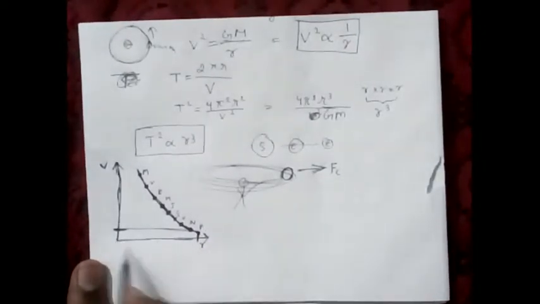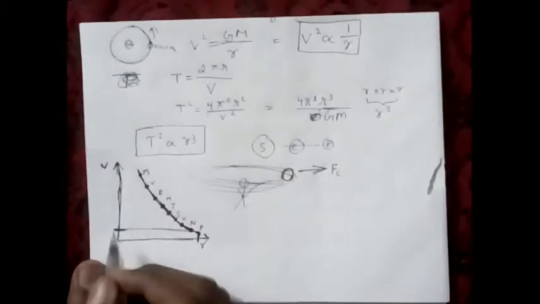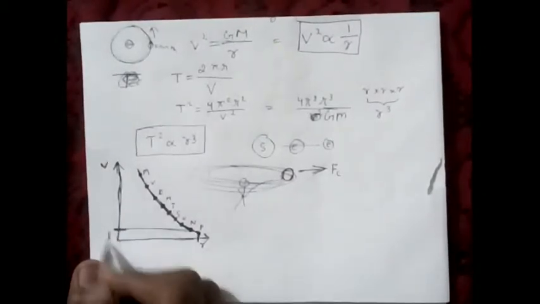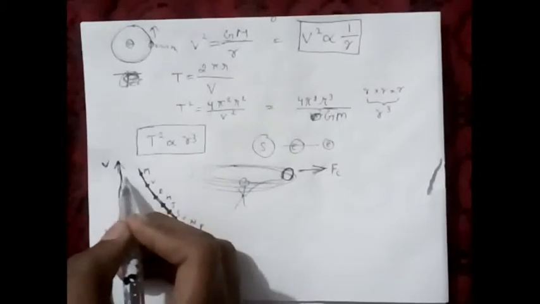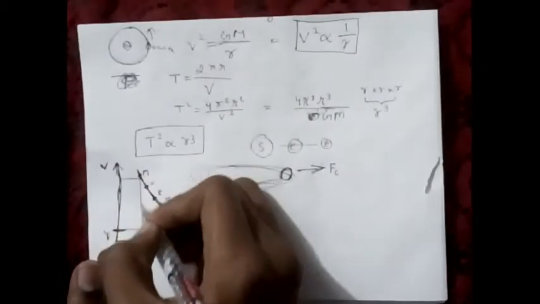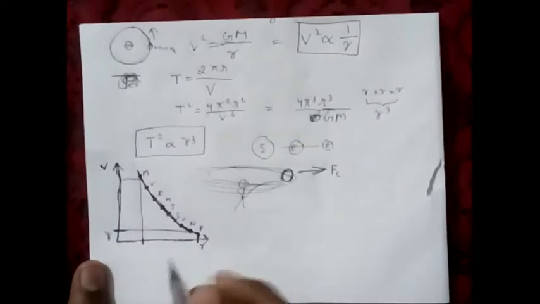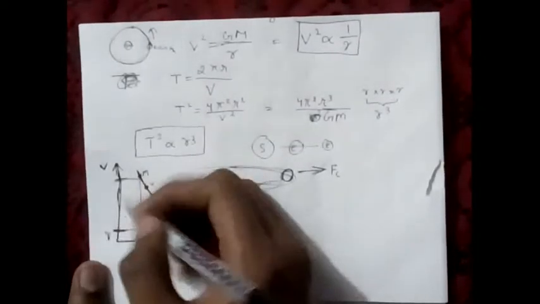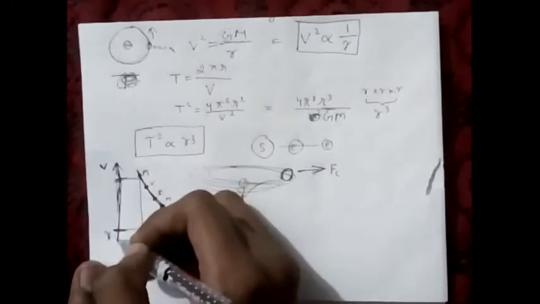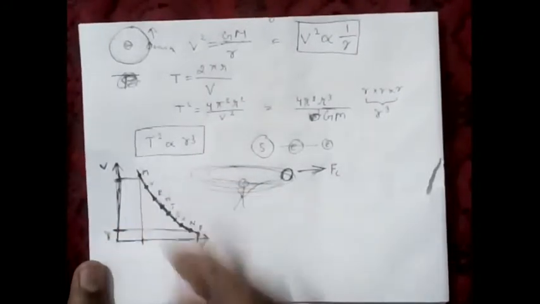Look here, as the distance is increasing, the speed is just this much, but as the distance is only this much, which is of Mercury, then its speed is too high. From this place it reaches to this place, it's so high.